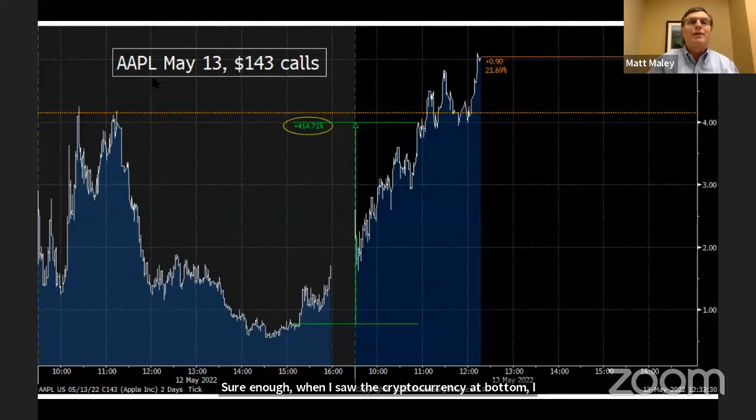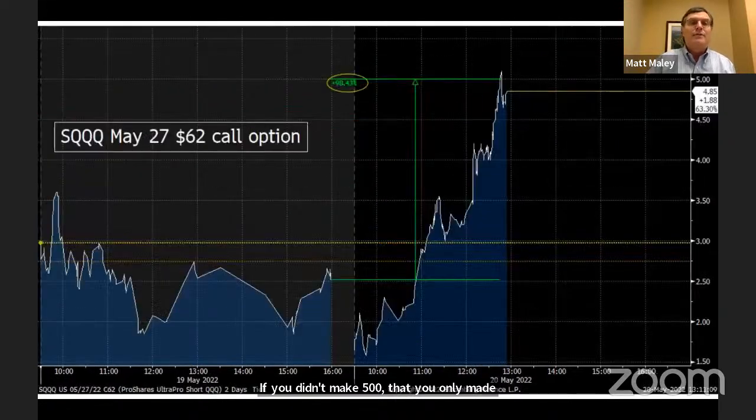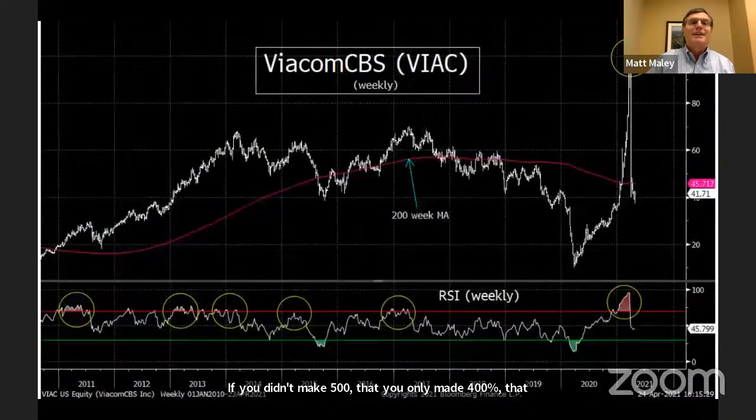Sure enough, we went in and bought the Apple, May 13th, $143 calls. Again, we made over 400% in just a day. Now they went higher. I didn't get the exact bottom. Didn't get the exact top. If you get mad that you didn't make 500, that you only made 400%, not 500%, you should not be doing this. You will drive yourself absolutely bonkers.